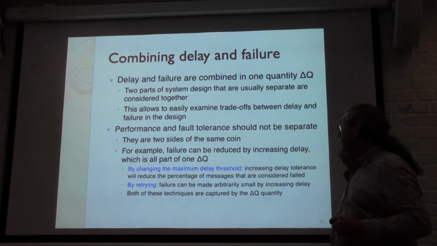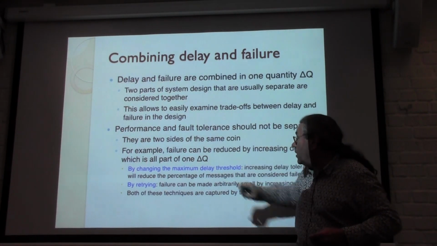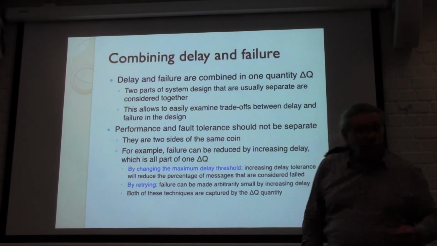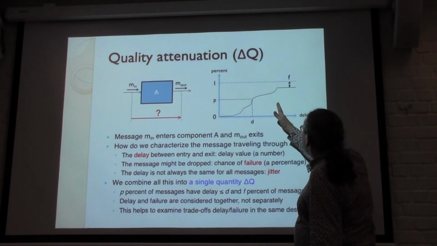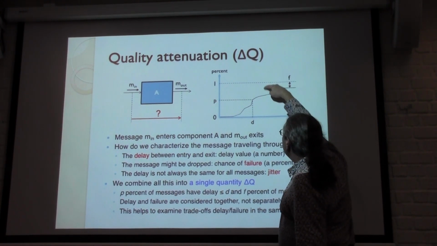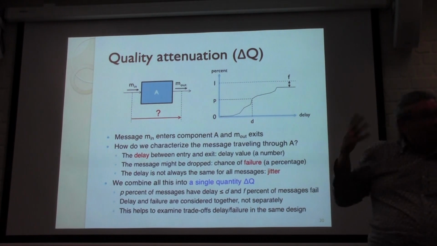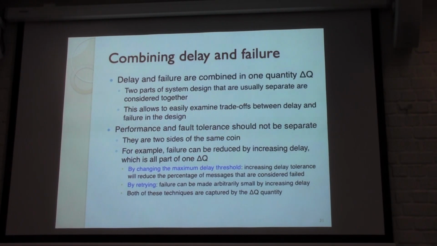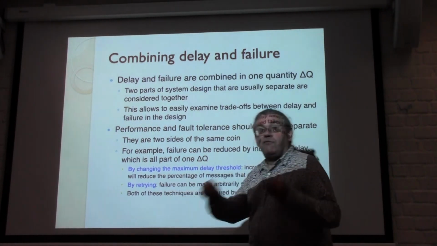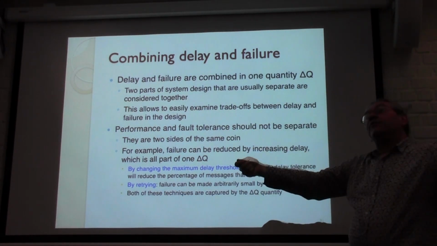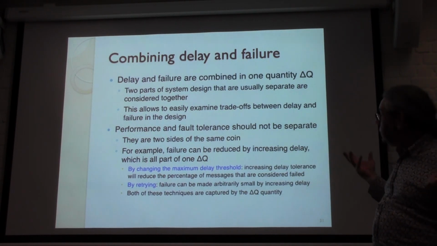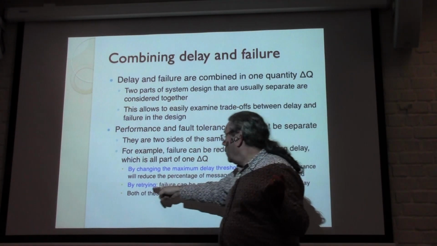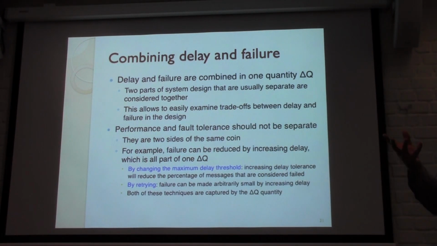Failure can be reduced by increasing delay, and there are different ways to do that in the same delta Q. If you change the threshold, so in this value there is some maximum delay threshold, then you immediately change the failure. It's just a specification thing. Or you can do retrying. If you have a failure, you can retry. Of course, that increases the delay and reduces failure. But it's just a delta Q computation. So retry is just another delta Q. Okay? So that's one thing, combining delay and failure.